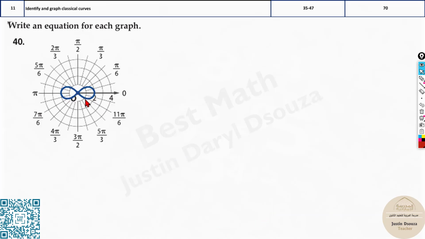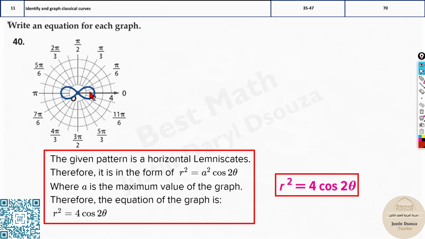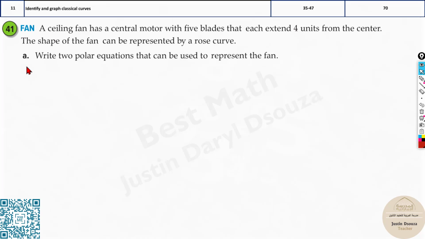And over here again, a lemniscate. A lemniscate will have r square equals, now what is this? Amplitude is 2, but it will be 2 square, which is 4. Since it's on the axis, it's cosine 2 theta. We have a different type of problem now.